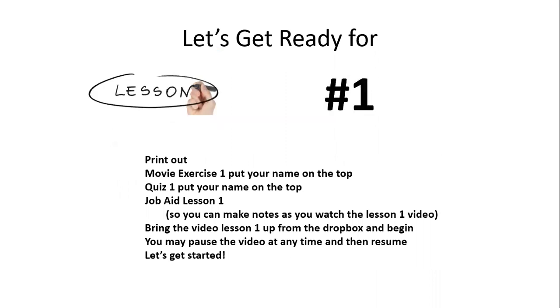Let's get ready for lesson 1. First of all, you should be printing out the movie exercise 1 and put your name at the top. Secondly, you should print out quiz 1, put your name there at the top. Then there's a job aid, lesson 1. You may want to print that out so you can make notes on it as we go through this lesson right now. If you prefer not to print it out and just use your memory, I assume that's acceptable. Also, you're going to be bringing up the video lesson from the Dropbox so that you can go through the film and then take the movie exercise.